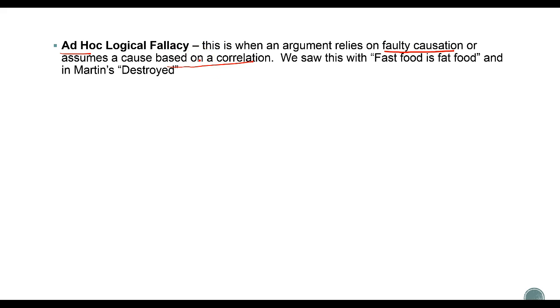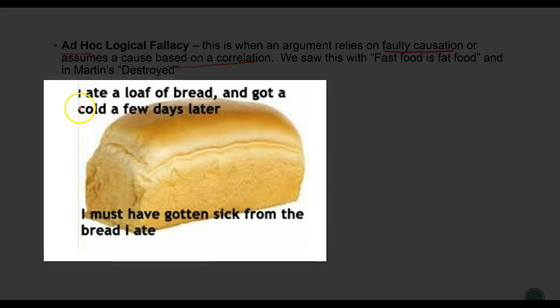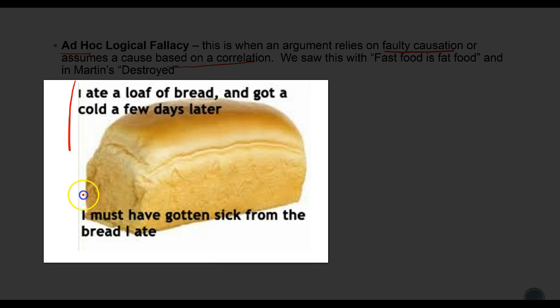But the problem is that it's very hard to assume a cause based on correlation. And remember, I showed you that graphic with the correlation between murders and ice cream sales, right? It's very hard to prove causation in any case. So here's an example of an ad hoc logical fallacy. If somebody says, I ate a loaf of bread and I got a cold a few days later, I must have gotten sick from the bread I ate.